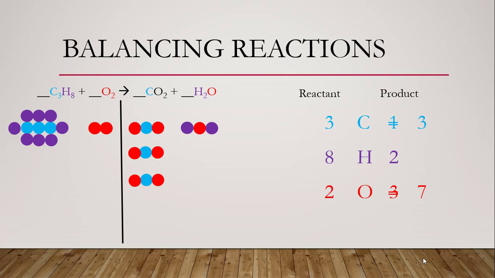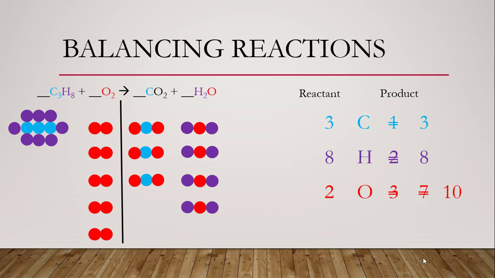Now I go to hydrogen. I have 8 on the reactant side, 2 on the product side. So I'm going to add 3 more waters. When I do that, I now have 8 hydrogens on the product side and 8 on the reactant side. But I now have 10 oxygens on the product side and only 2 on the reactant side. But if I add 4 more oxygens to the reactant side, I now have 10 oxygens on the reactant side, and I see that for carbon, hydrogen, and oxygen, I have the same numbers. I'm balanced. So I would write it out this way, and that would be my properly balanced chemical equation.